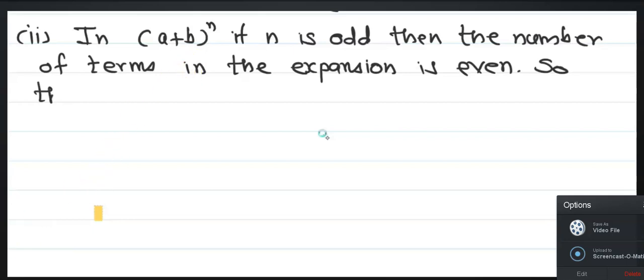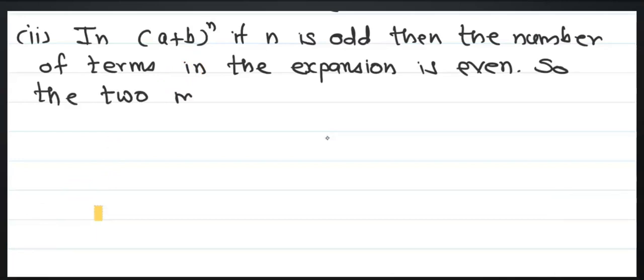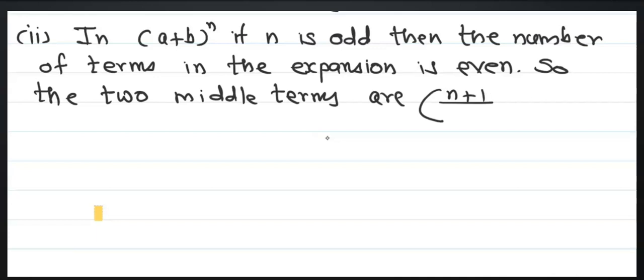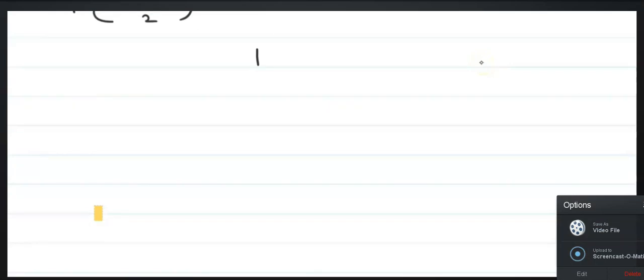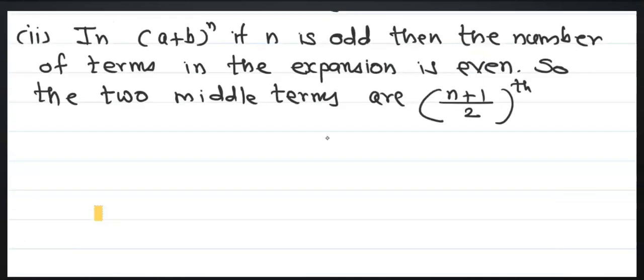Then how do we find these middle terms? By using the formula. There are 2 middle terms: the first is the (n plus 1) upon 2 term, and the second is the (n plus 3) upon 2 term. These will be the middle terms. You have to remember these 2 formulas to find the middle term. Now again see this here.